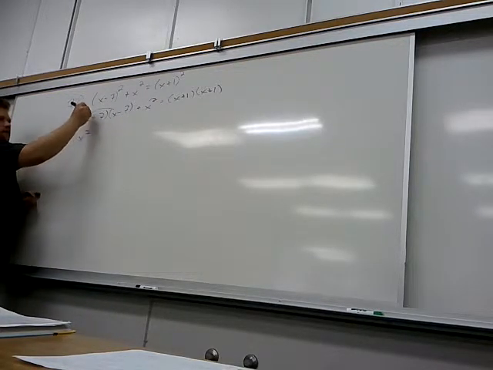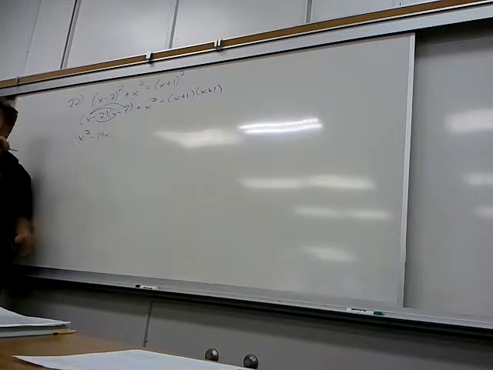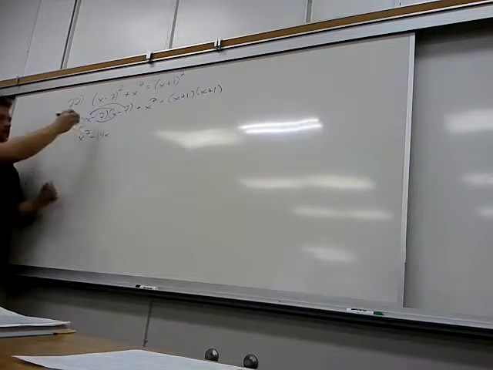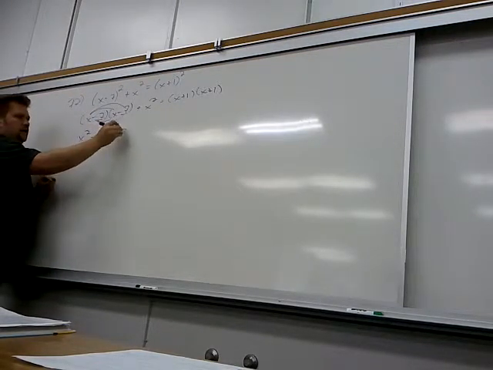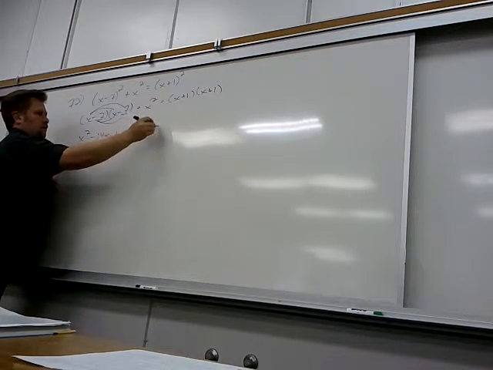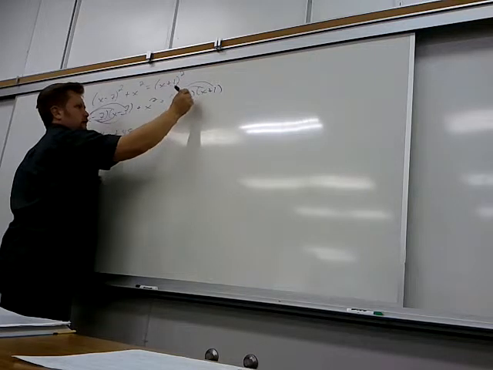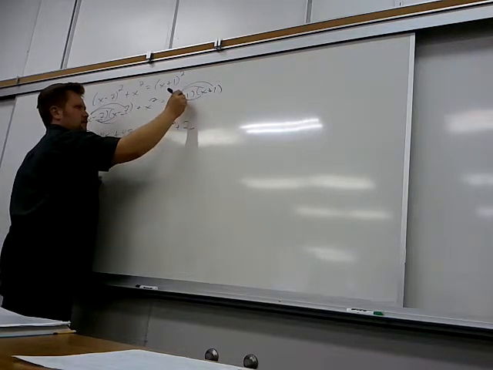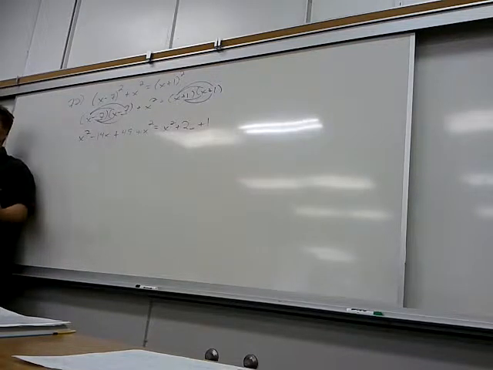x squared minus 14x, plus 49. Is that cool? Just to cut to the chase a little bit. And this, much the same way, will be x squared plus 2x, plus 1 there at the end. So that's not too bad.